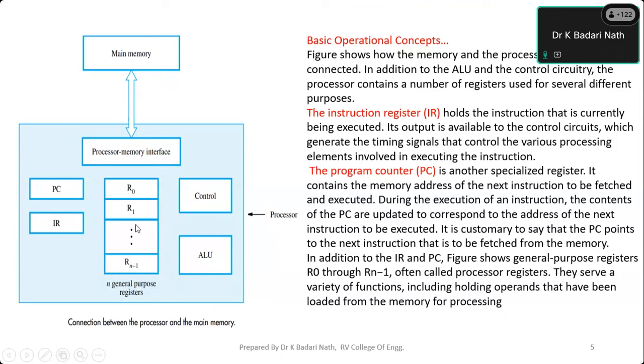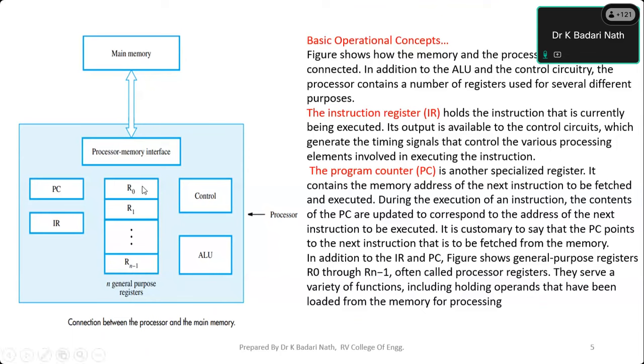Say r0, r1, r2. When we say memory, we don't have a unique name for every location; we say address. Whereas registers have a unique name. Why should a register have a unique name? Because you have to refer to the registers in the instructions, say move r0, r1. I refer to them by name. That's why every register has a unique name.